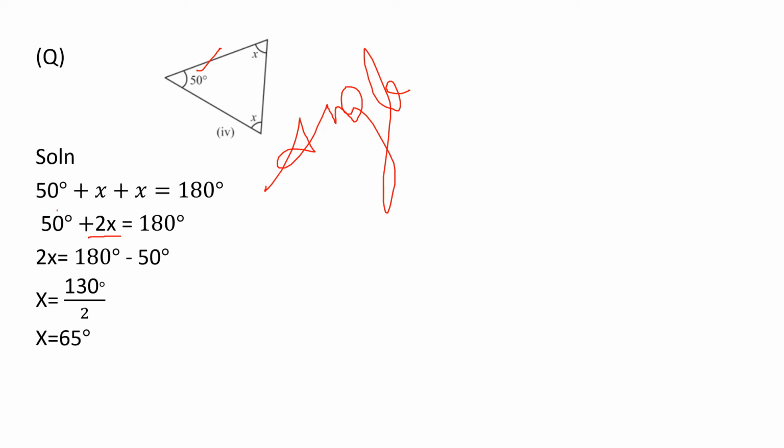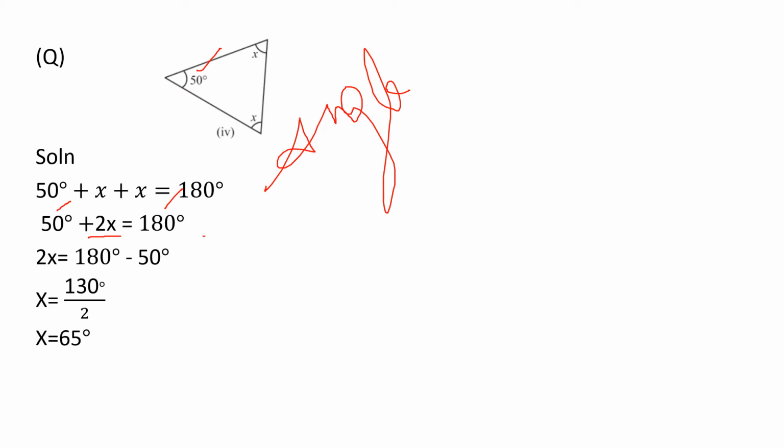Now here you have two constant terms. What are the two constant terms? 50 degree and 180 degree. So 2x. Now bring all the constant terms to one side. 2x is equal to... how will you solve an equation? Already you have learned solving an equation, right? Just solve the same way. Now this is the equation, right?